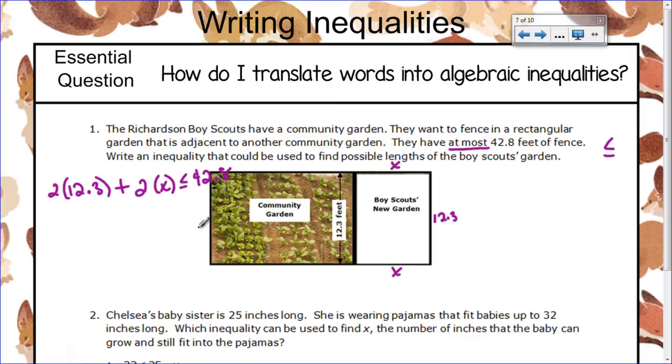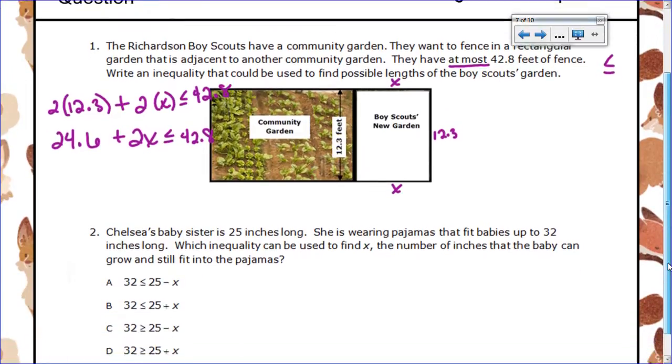And so my inequality would start out like that, but we want to simplify it. So we're going to grab our calculator and find out what this equals. When we multiply this by 2, we end up with 24.6 plus 2 times x. I don't have to keep the parentheses, but you could if you wanted to. It has to be less than or equal to 42.8. And if I solve that inequality, which we'll talk about in a week or so, we'll be able to find out what values of x would work to make the Boy Scouts garden happen so that they can use that much fencing. But for today, we just want the inequality, so you're done.